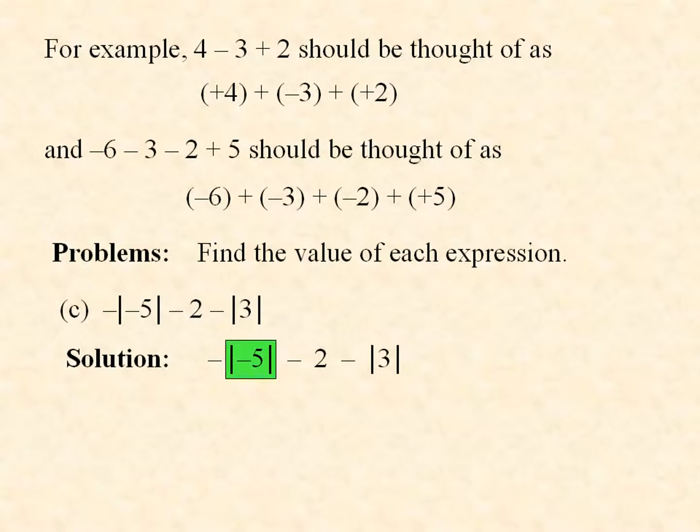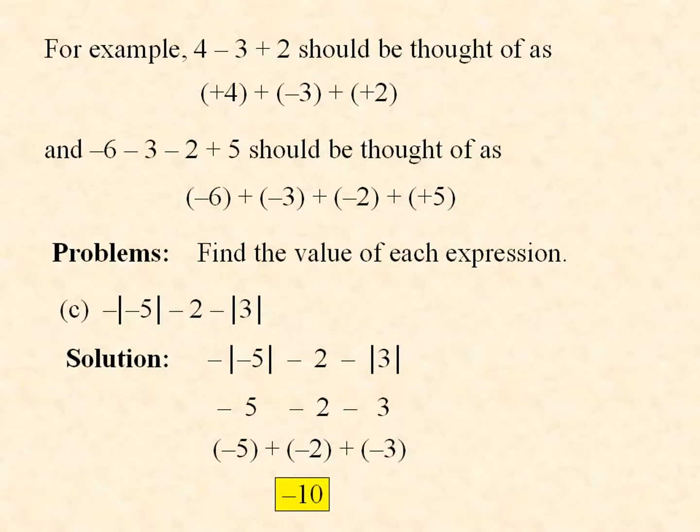The absolute value of negative 5 is 5. So we have negative 5 there. And then we have minus 2. And the absolute value of 3, well, that's just 3. So we have minus 3 here. So what we really have is negative 5 minus 2 minus 3. Now we interpret that. That's negative 5 plus negative 2 plus negative 3, which is negative 10. You see, all these negatives add to a bigger negative.